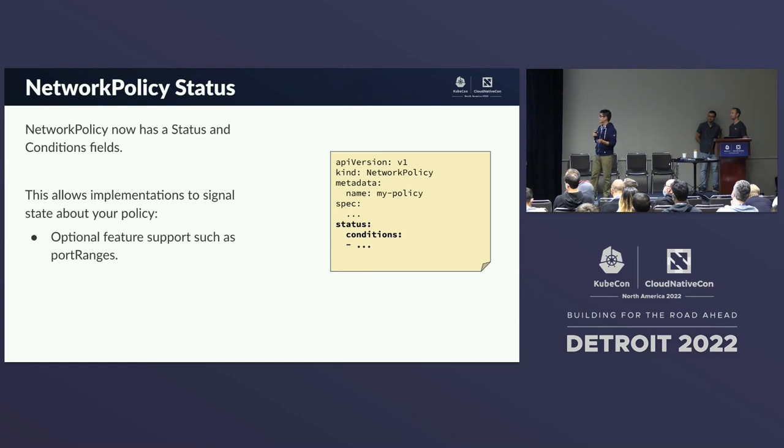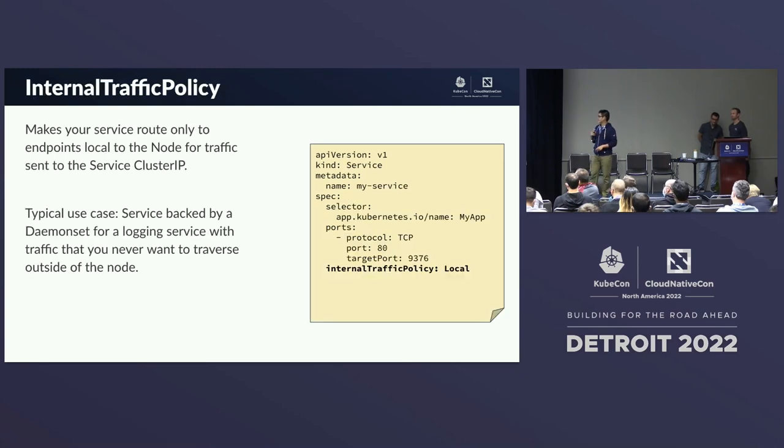Another feature that's coming is network policy status. Network policy up until recently did not have a status field. And what we're finding is that as we're adding features to network policy, some providers may not actually implement everything. Some features are optional. So this allows your implementation to indicate that, hey, you're using a feature that I may not necessarily support, or I can give you more information about what's going on with your network policy. I think the primary driver of this was the port range feature, which may or may not be supported right now by all the implementations. And this lets you, when you use a configuration that uses port ranges, say, hey, I actually don't support this, just be aware.